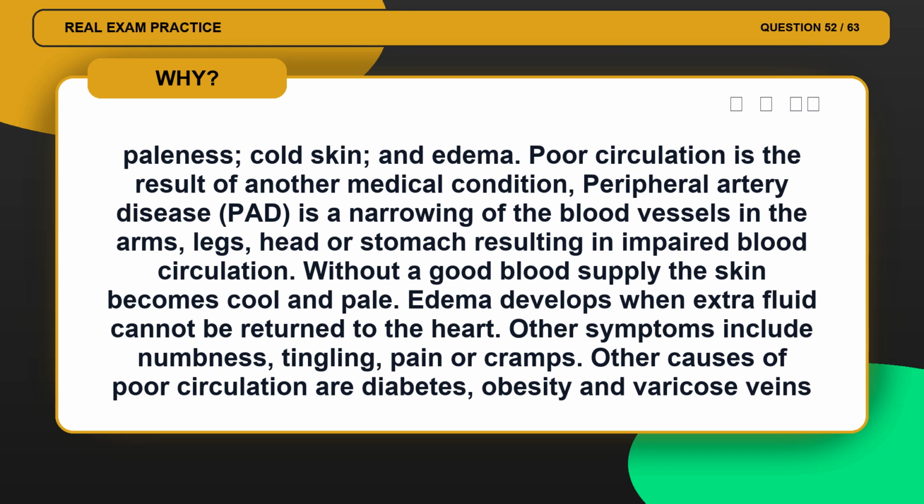Poor circulation is the result of another medical condition. Peripheral artery disease, PAD, is a narrowing of the blood vessels in the arms, legs, head or stomach resulting in impaired blood circulation. Without a good blood supply, the skin becomes cool and pale. Edema develops when extra fluid cannot be returned to the heart. Other symptoms include numbness, tingling, pain or cramps. Other causes of poor circulation are diabetes, obesity and varicose veins.